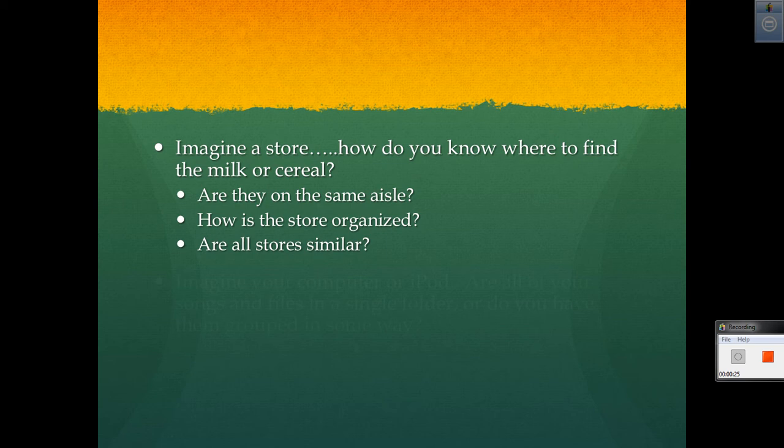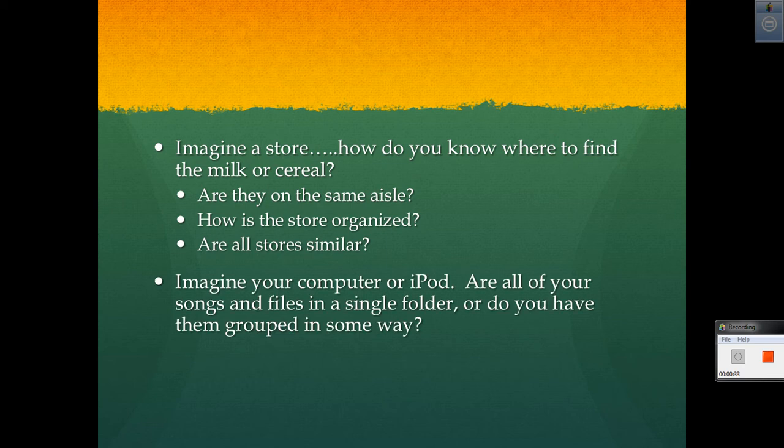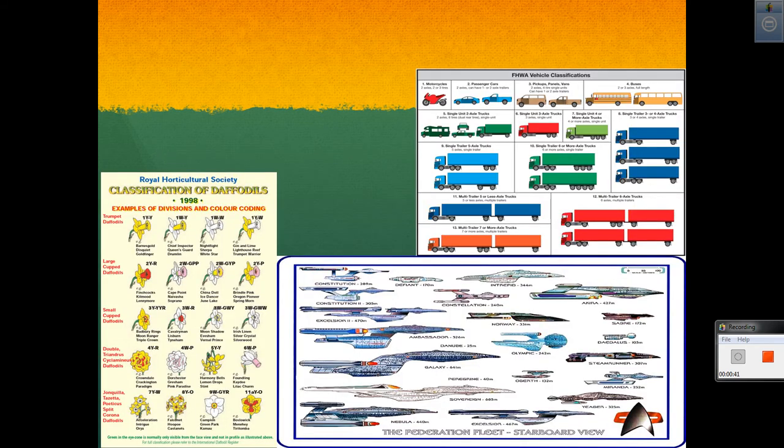Imagine your computer or your iPod, all of your songs and files in a single folder, or do you have them grouped in some way? Do you have favorite online stores? Were they organized where you go to find things? We call all of the above and even everything on the screen classification.